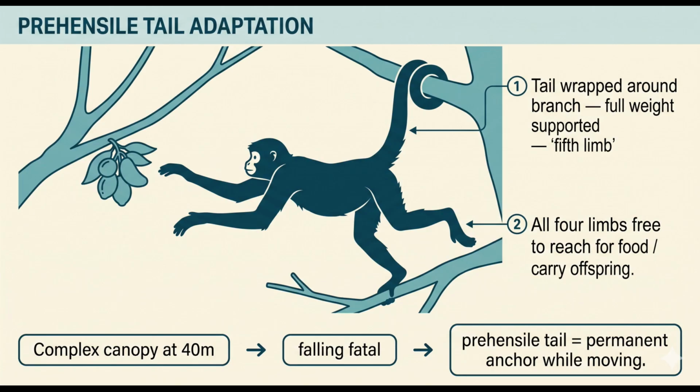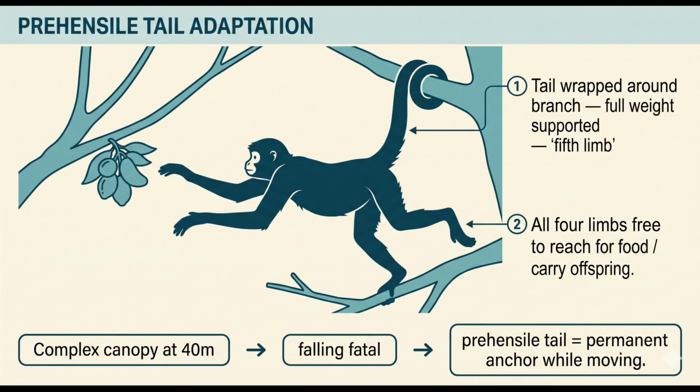Animal adaptation 3: The prehensile tail. Name and describe. A prehensile tail is a long, muscular tail that can grip and wrap around tree branches, functioning as a 5th limb. The word prehensile means capable of grasping. The tail is strong enough to hold the full weight of the animal and provides precise tactile control.